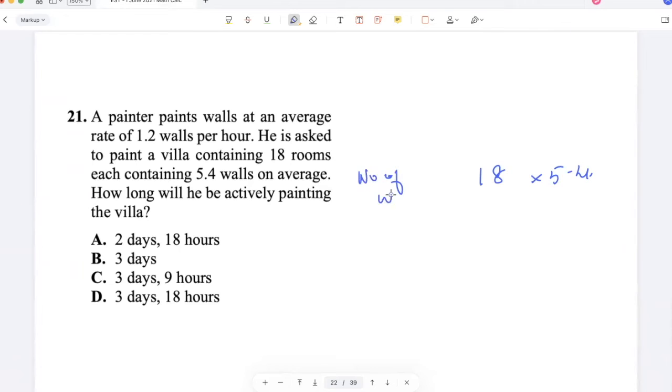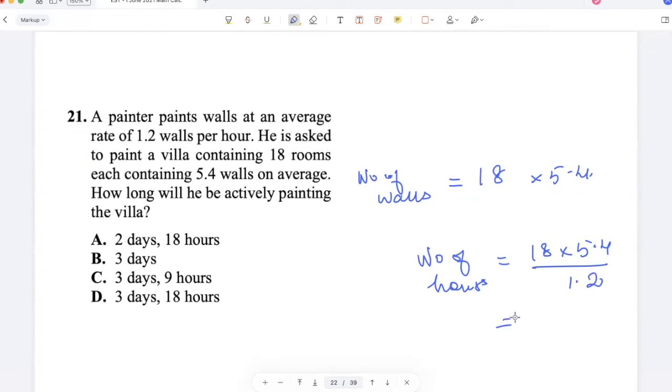Number of walls, right? 18 times 5.4. And he paints 1.2 walls per hour, right? So the number of hours will be 18 times 5.4 divided by 1.2, because in 1 hour he paints 1.2. So in total it will take 18 times 5.4 divided by this.